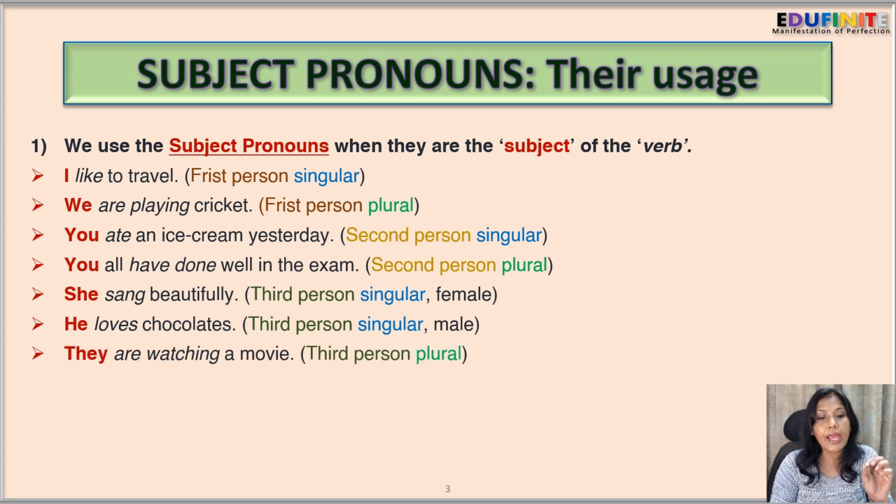Next, they are watching a movie. Who are watching movie? They. So they is the subject of the verb are watching and they represents third person plural. So now we know subject pronouns according to first person singular, first person plural, second person singular, second person plural, third person singular, in which we have both female and male versions, and third person plural.